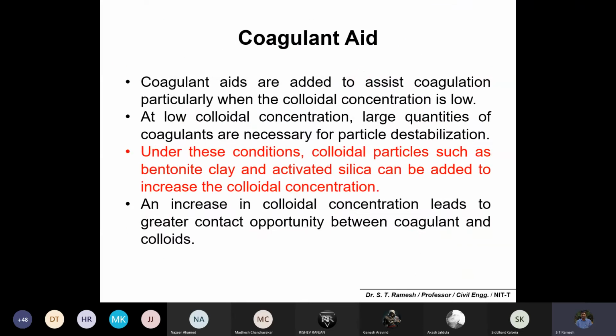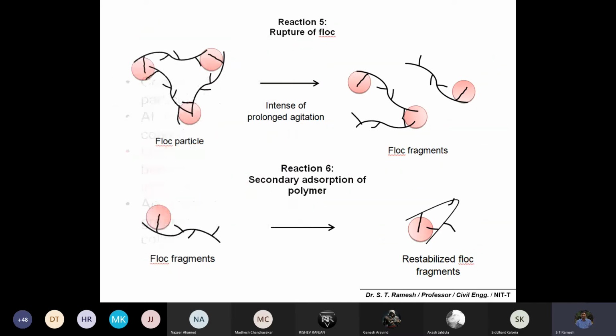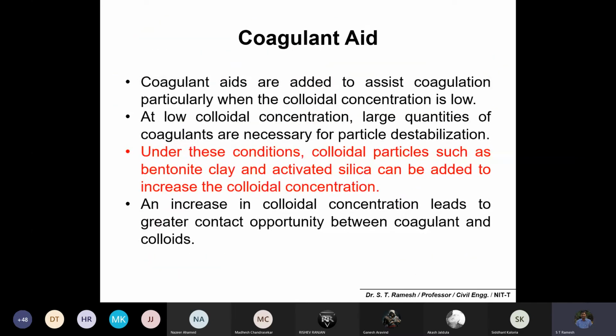Yes, sir. Okay. Last point is the coagulant aid. That is important. So coagulant, you are already familiar. What is a coagulant? It is the chemical to be added, for example, to destabilize the colloids. Destabilize the colloids. So please remember the coagulant aid.